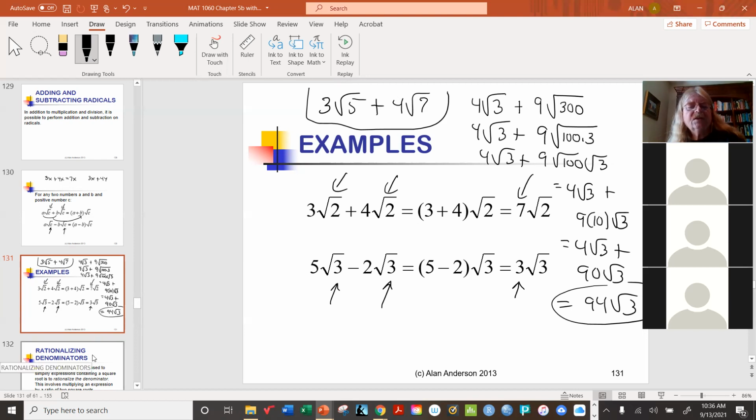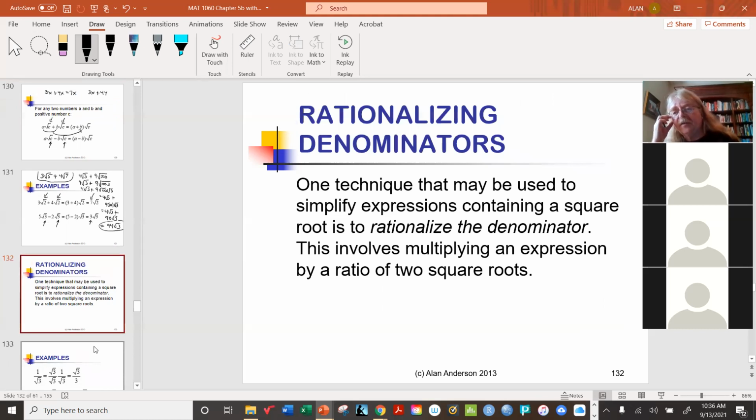Now, rationalizing denominators. This is an interesting idea. In math, as a rule of thumb, we know that we try to simplify everything to the extent that's possible, but there are other rules that we typically follow. Like, for example, imagine if you had a quadratic equation like this.